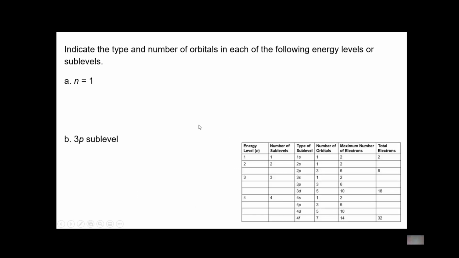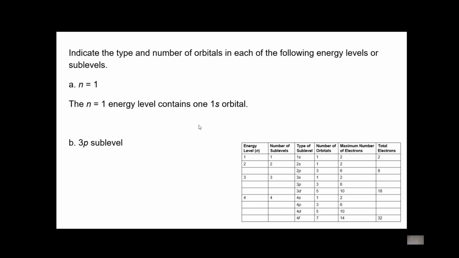So here is our learning check. Indicate the type and number of orbitals in each of the following energy levels or sublevels. So this is covering everything. You have to figure out what terminology in this matches what part it's asking. So we have n equals 1. And n equals 1 is an energy level. It is not a sublevel. So it is asking for an energy level, and it's asking for the type and number of orbitals in here. So remember, n equals 1 is equal to 1 sublevel. So it should have a 1s orbital, and it does.